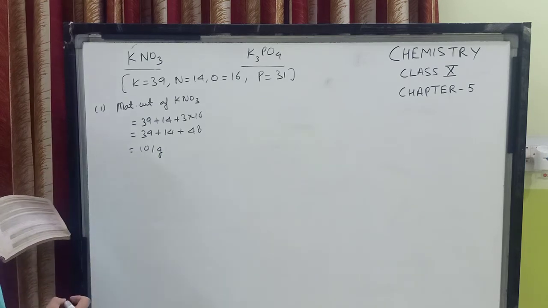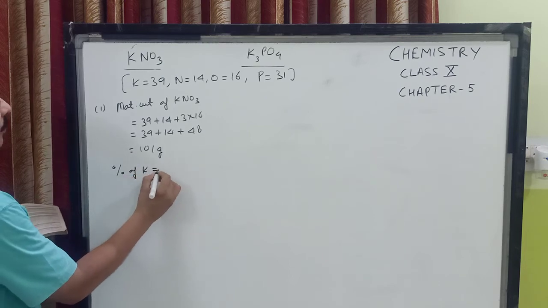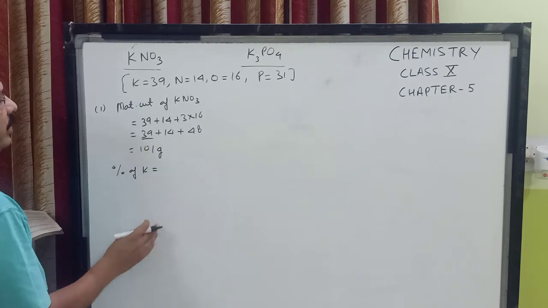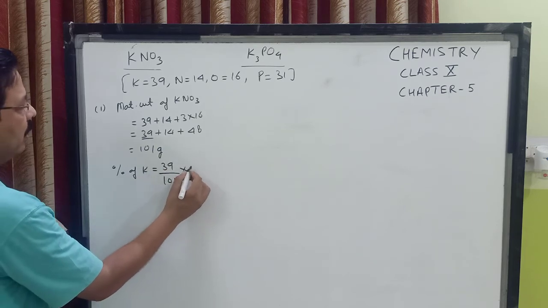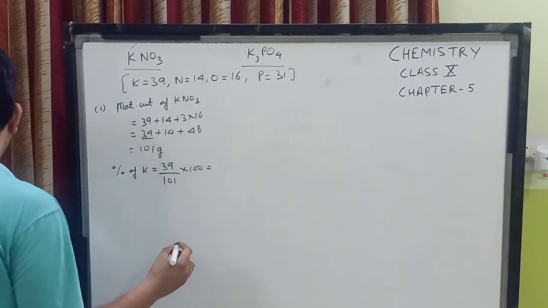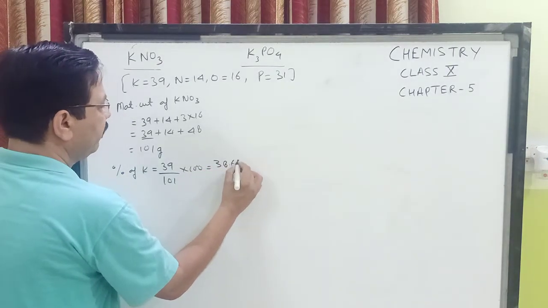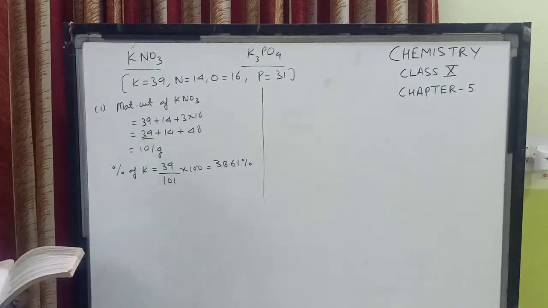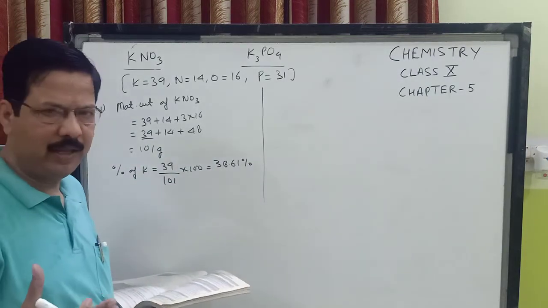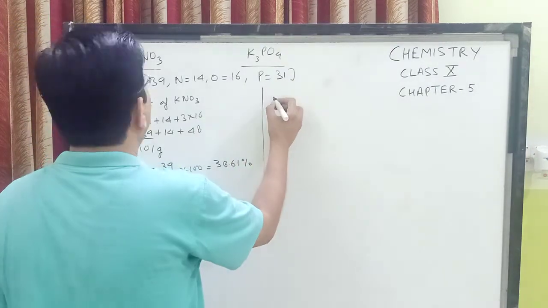Now children, we calculate the percentage of potassium. Potassium out of 101 grams is 39, so out of 100 it will be 39 upon 101 into 100. If we calculate it, it comes out to be 38.61%.